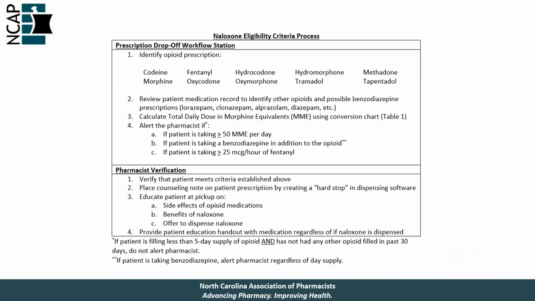This next chart is our workflow checklist. And so this gives you a step-by-step detail of what to do when you receive that opioid medication. So you'll see first and foremost, it describes which medications are opioids. And then you follow along, review the patient medication record, calculate MME, alert the pharmacist if they meet the criteria. And then you have a pharmacist box here as well. Verify that they met the criteria, place that hard stop, educate the patient, provide educational handout. So you can see that all of this is really spelled out, and these couple of documents could be placed throughout the pharmacy so that there's never really any question about what should be done next.